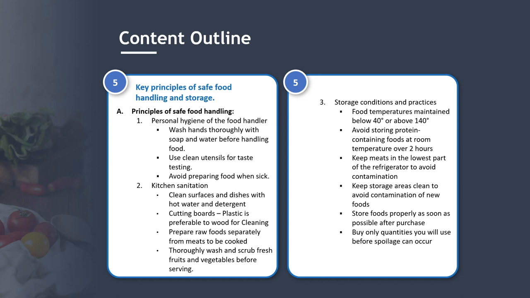Third, storage conditions and practices. Food temperatures should be maintained below 40 degrees or above 140 degrees. Avoid storing protein-containing foods at room temperature for more than 2 hours. Keep meats in the lowest part of the refrigerator to avoid contamination. Keep storage areas clean to avoid contamination of new foods. Store foods properly as soon as possible after purchase. Buy only the quantities that you will use before spoilage can occur.